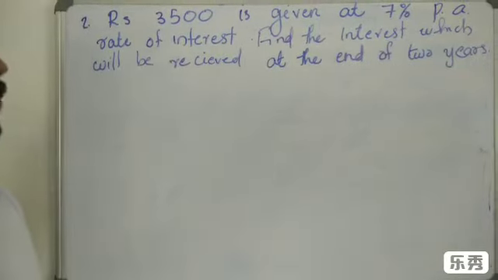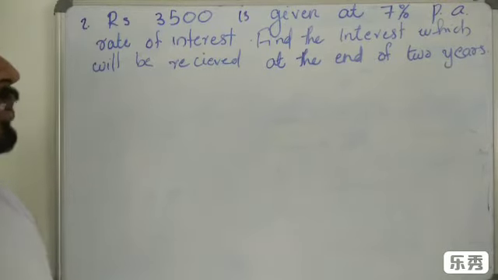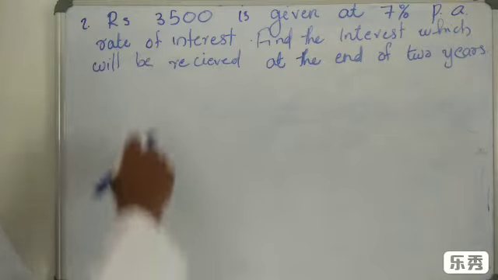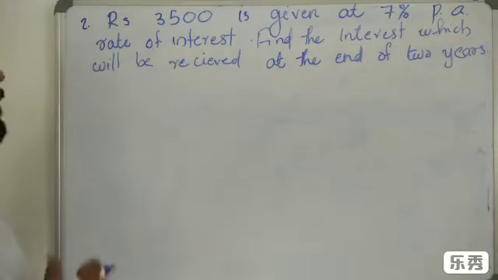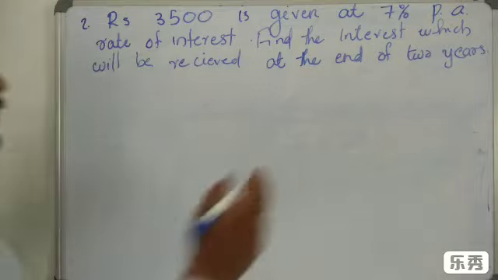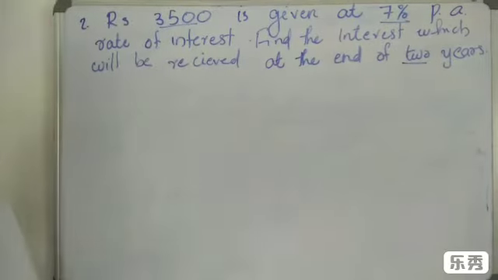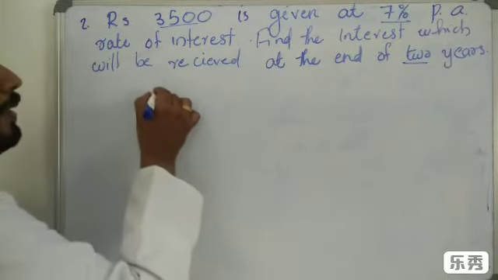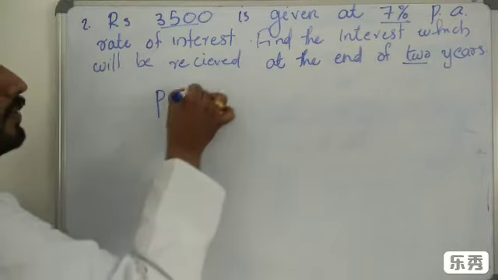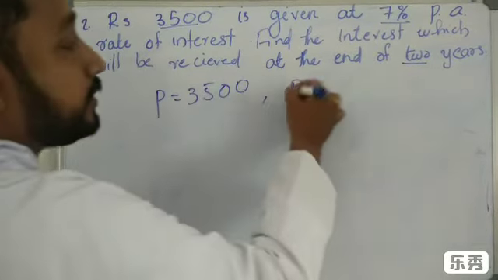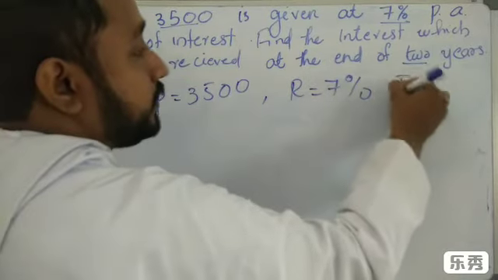Next question. Rupees 3,500 is given at 7% per annum rate of interest. Find the interest which will be received at the end of 2 years. Here also it is 2 years, rupees 3,500 and interest is 7%. So P is equal to 3,500, R is equal to 7%, T is equal to 2.